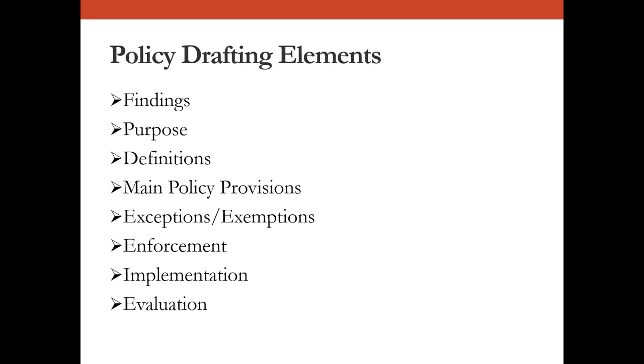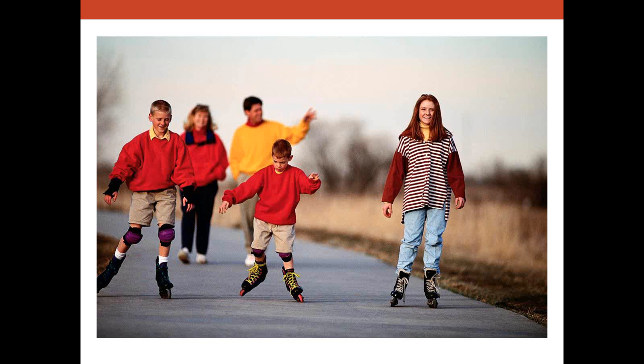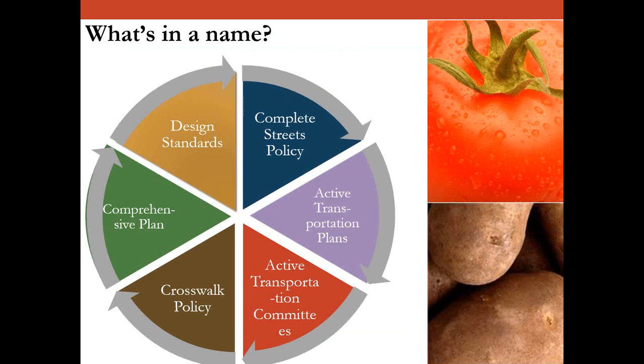And then the guts of the policy is under the main policy provisions. Then there's exemptions, enforcement, implementation, and evaluation. So these are all the things that guide how you draft it and what you need in each of the policies, but they're not exclusive. There's not always a need for a findings section, or there's not always a need for an evaluation component. We're going to go over how these impact the different key areas, and we're going to start with our active transportation and recreation side of things.